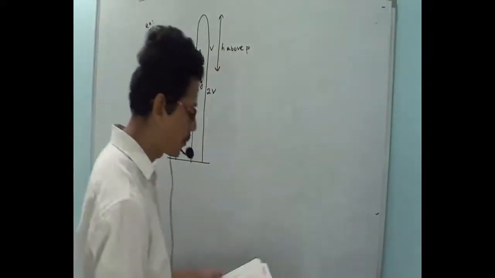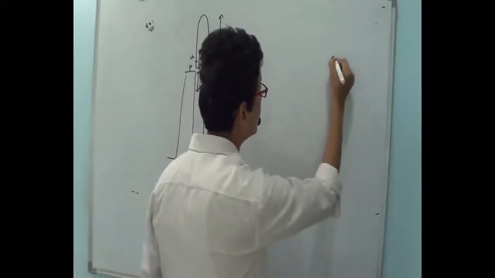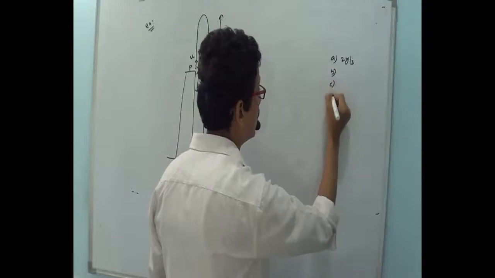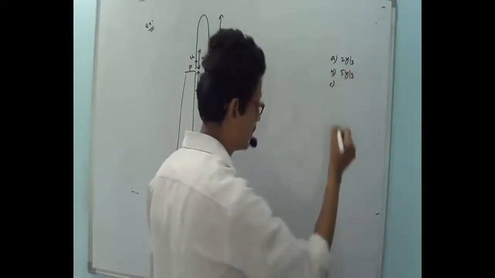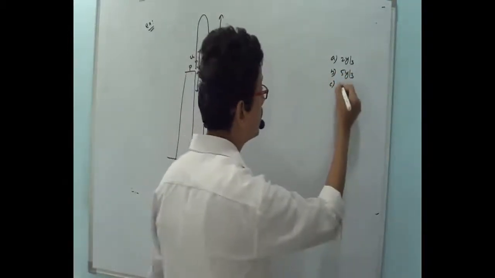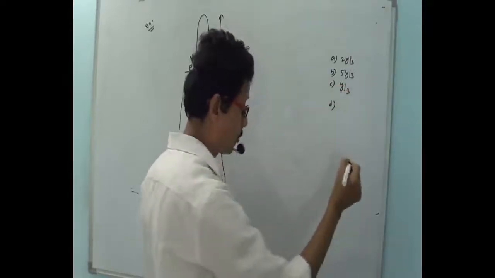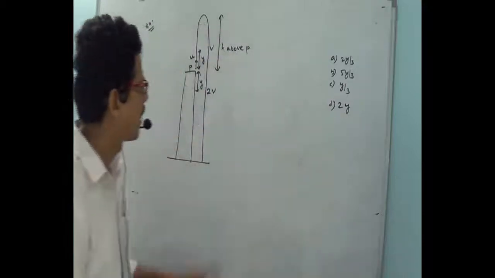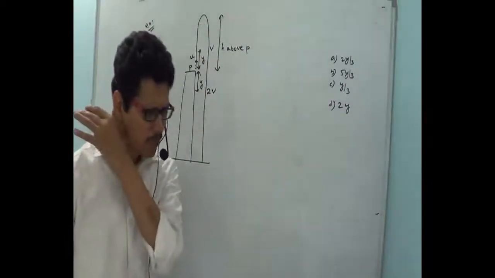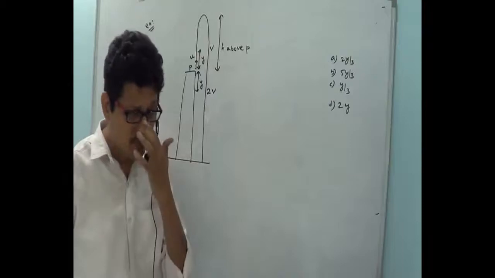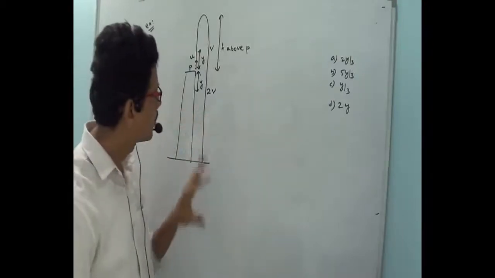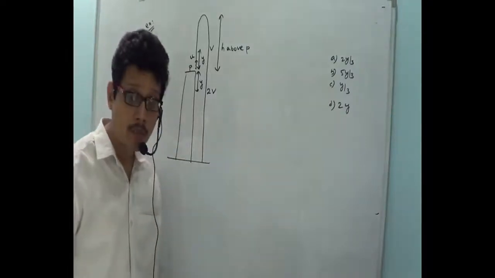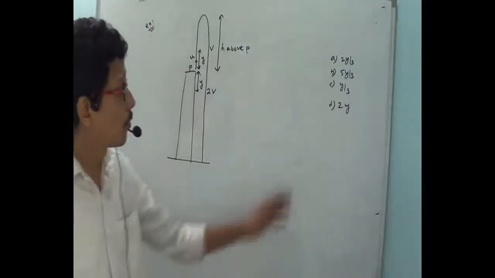Okay. So for options we have 2y by 3, 5y by 3, y by 3, and D option is 2y. So I have drawn the diagram. You have to draw the diagram, then only you will get the idea. Okay? You understood? So these are the options.